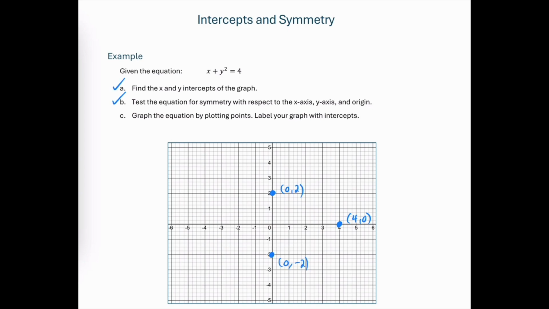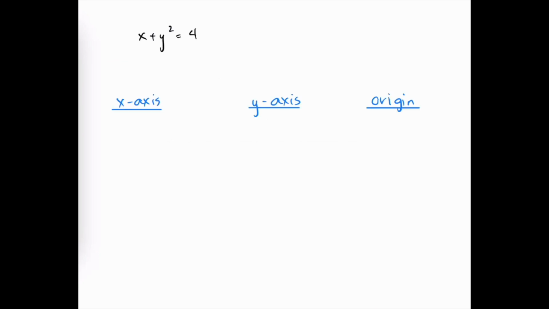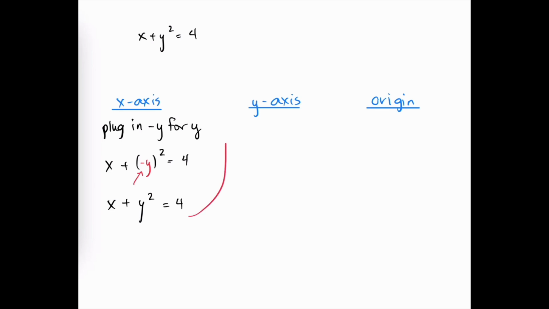Let's now look at part B. We are to test this equation for symmetry about the x-axis, the y-axis, and the origin. To test for symmetry about the x-axis, we're going to plug in negative y for each y value in the equation. And when we do that, we don't do anything to the x's. We're going to open up a y spot and then plug negative y into that variable. We then simplify, and because we're squaring a negative quantity, that gives us a positive y squared. And when we compare this back to the original equation, we see it's the exact same as the original equation. So we know that this graph is going to have symmetry about the x-axis.